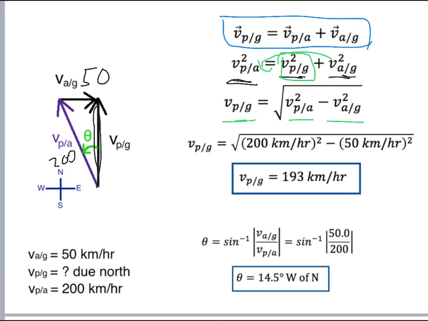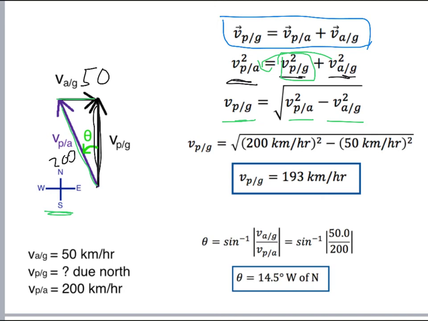Now the angle we can get by using the arcsine, because we're given explicitly that this side is 200 and this side is 50, so we can do the opposite over the hypotenuse, which gives us 50 over 200. Take the arcsine, and we end up with 14.5 degrees. And from our little legend here, we know that the angle theta is going to the west from the north axis, so that would be 14.5 degrees west of north.